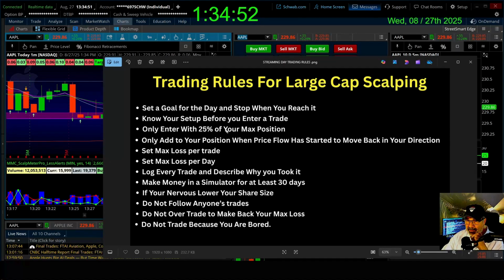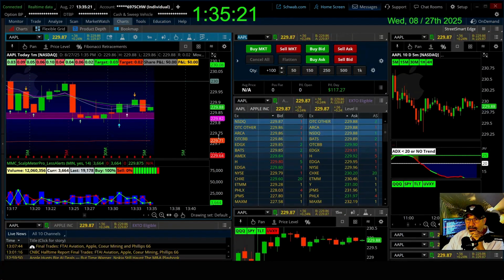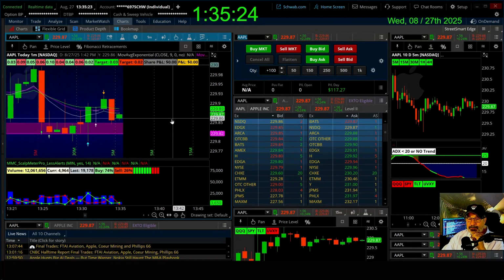Only enter with 25% of your max position. This is a big one, and there'd be no reason for you to do that unless you're planning to add or take away from your position, which I don't recommend if you're a beginner that you even consider doing ever, because you have this problem to overcome first, right? Only add to your position when the price flow started to move back in your direction. So most traders will tell you never do this, and they'll say the guy has no idea what he's talking about. That's fine. I'm used to doing that, if you ask their advice, right?